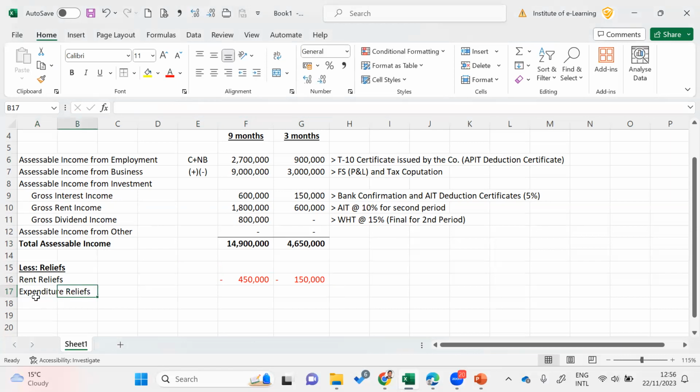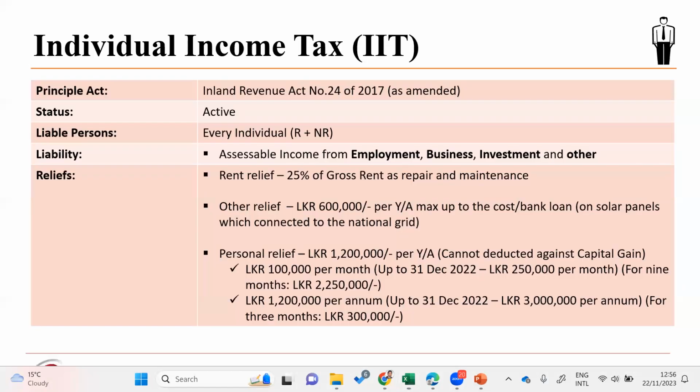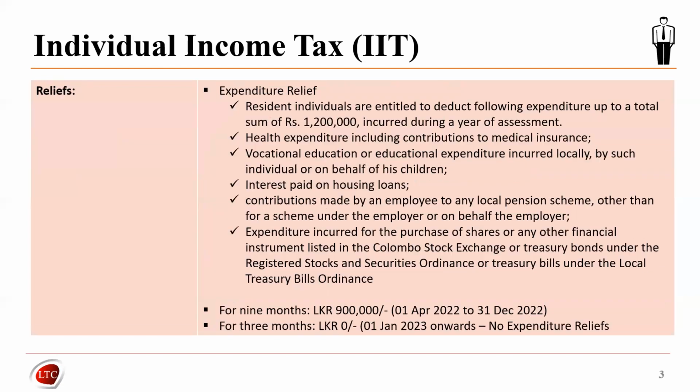Expenditure relief, in the sense of what? What are the expenditures? If you are incurring educational expenses, local education, medical bills, medical insurance, those you can deduct. Housing loan interest you can deduct. I hope you are aware of those things. Let me share these as well.